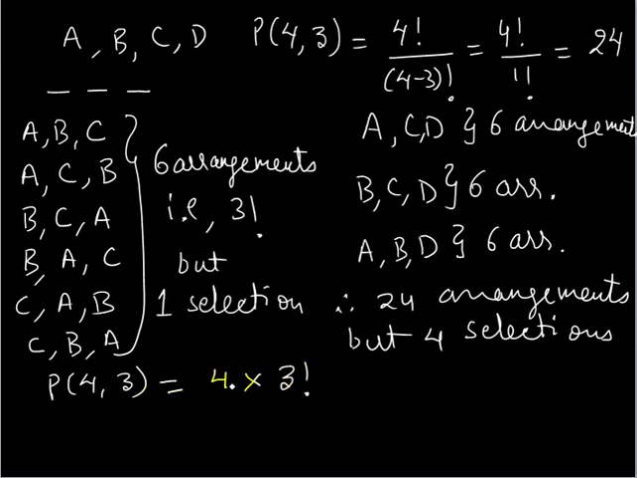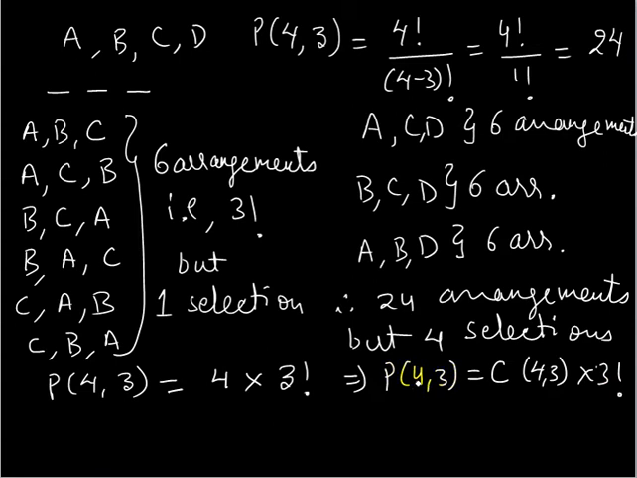3 factorial is 6, so 4 into 6 comes out to be 24. So this is denoting the selection of 3 people out of 4. So I will rewrite this equation. We can write it as P(4,3) as C. This notation we will use for combination. So C(4,3) getting multiplied with 3 factorial.